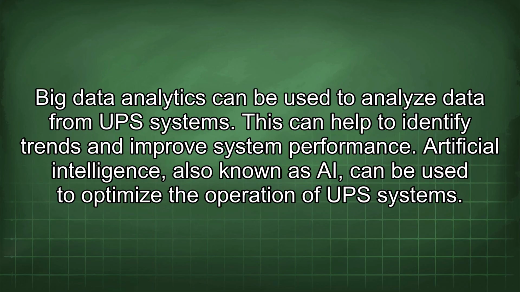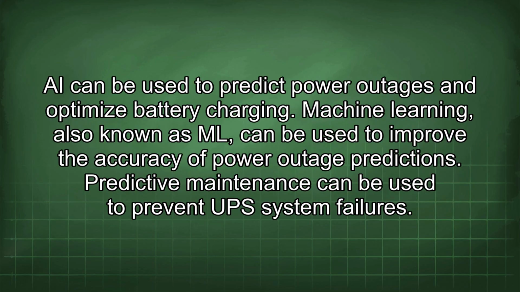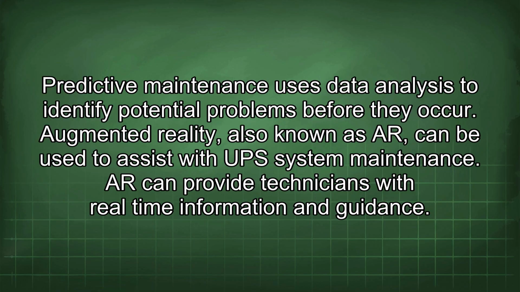Artificial intelligence, also known as AI, can be used to optimize the operation of UPS systems. AI can be used to predict power outages and optimize battery charging. Machine learning, also known as ML, can be used to improve the accuracy of power outage predictions. Predictive maintenance can be used to prevent UPS system failures. Predictive maintenance uses data analysis to identify potential problems before they occur.